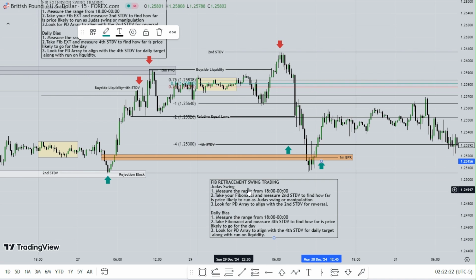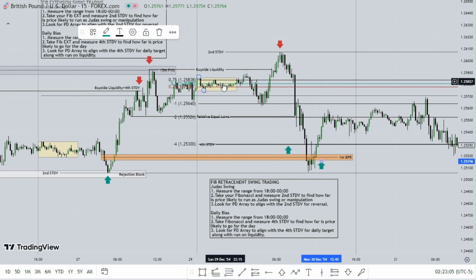So here we still have those same analysis. Take a Fibonacci and measure the second standard deviation to find how far the price is likely to go as a run on Judas swing or manipulation, which is the one we figured when we measure from body to body, from high to low. This is the second standard deviation. Then to find the daily bias, measure the range from 18 hours to 00 hours, which we did here. Take the Fibonacci and measure the fourth standard deviation to find how far price is likely to go for the day. So we did from the body high to the body low, we found the fourth standard deviation, which is here. Look for PD arrays to align with the fourth standard deviation for daily targets along with the run on liquidity.